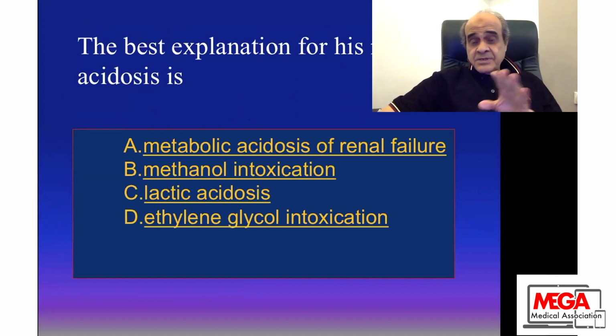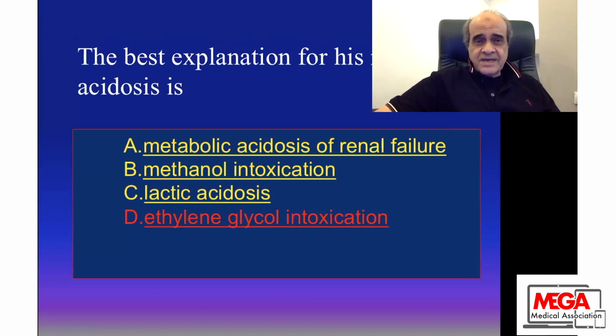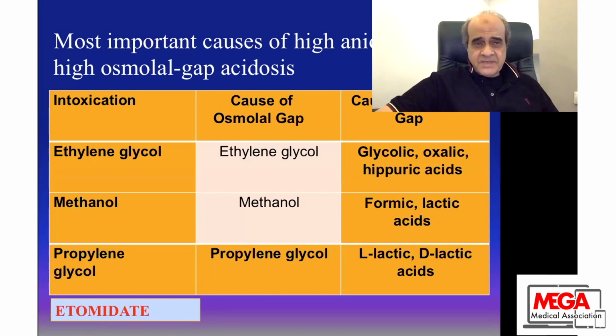And in any acidotic patient with no explanation, you have to think of alcohol intoxication. The best explanation of this metabolic acidosis, as I said, is alcohol intoxication, not the metabolic acidosis of renal failure, because renal failure here is not so advanced to give me this picture. Methanol intoxication, of course, gives other signs and symptoms. Lactic acidosis is not so high, especially L-lactic acid. Ethylene glycol intoxication, yes, it is ethylene glycol intoxication because the characteristic calcium oxalate crystals are present.